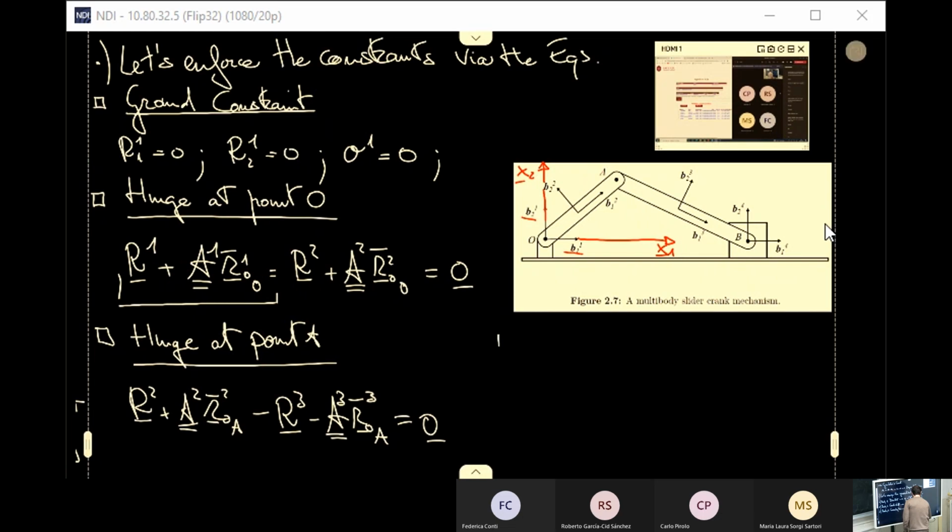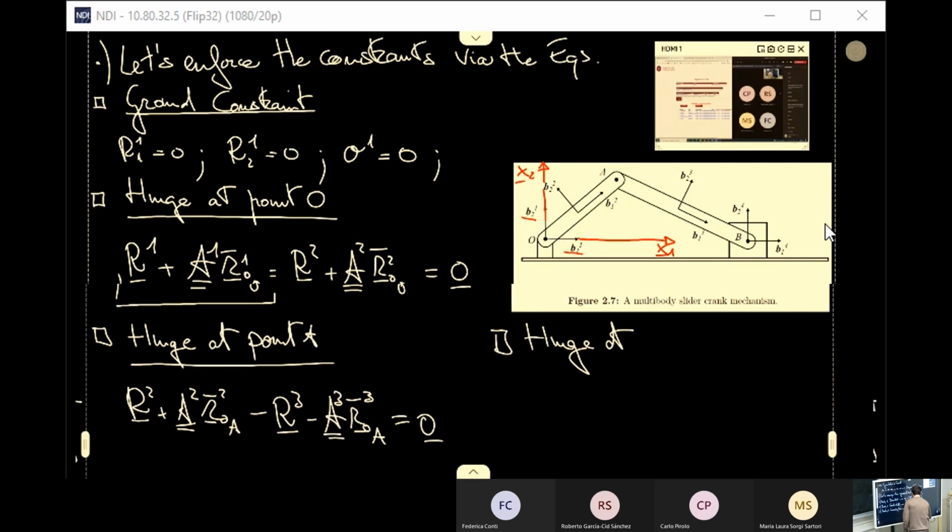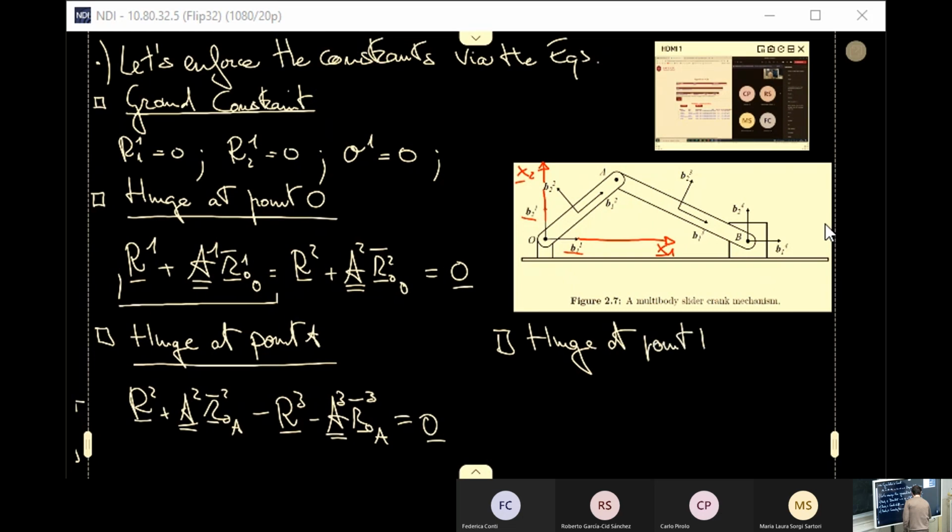Then we have the hinge at B. And this is just the same, so we're going to go R3 plus A3 R0 B minus R4 minus A4 R0 4 of B.